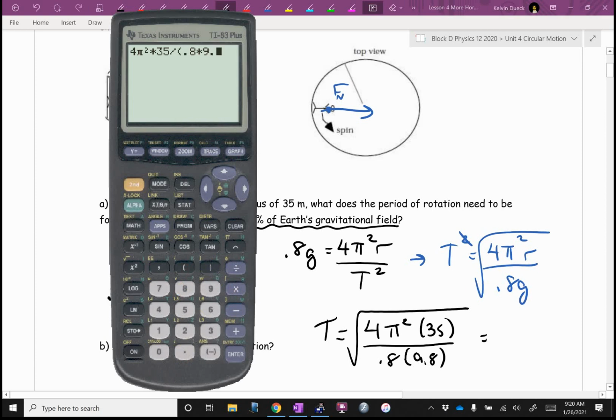Just a decimal. 4 pi squared r over T squared, square root. You get 13.3 seconds? Double check me. So this needs to rotate every 13.27565, but 36, every 13.3 seconds. That'll give you 80% of mg.